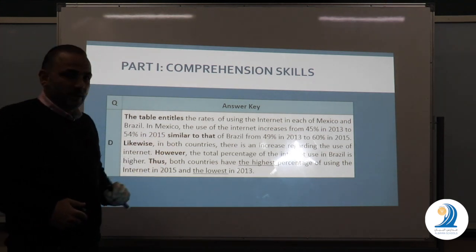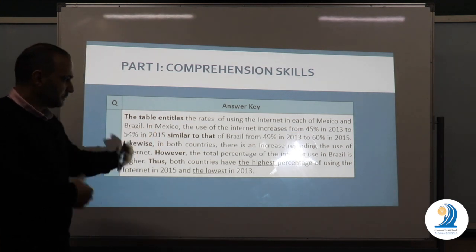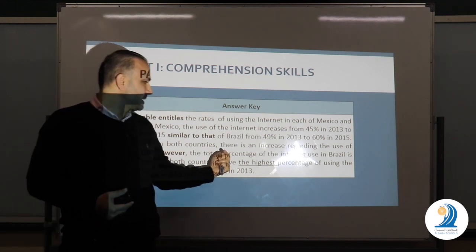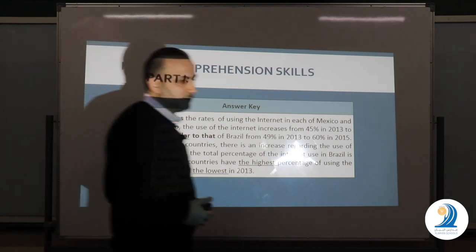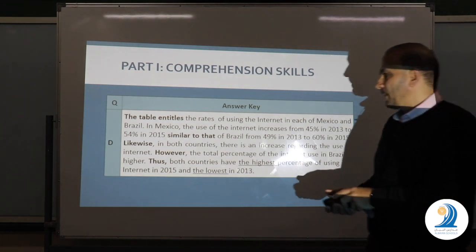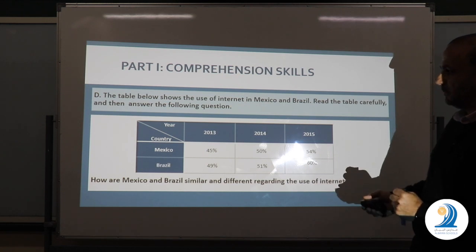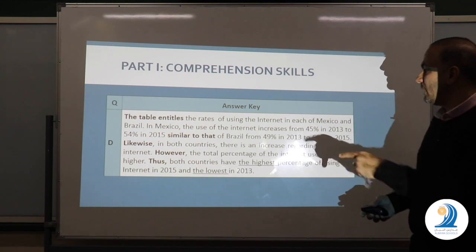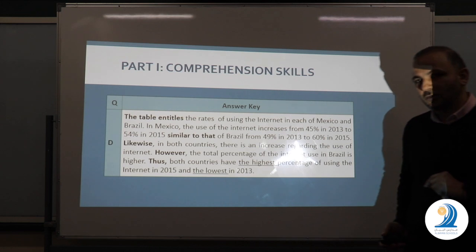Likewise, in both countries, there is an increase. As you see it, we start somehow to get deeper into the analysis. As we see here, in both countries, Mexico and Brazil, there is an increase regarding the use of the internet. So, however, why did I say however? However means that I'm going to talk about something different. What is it? The total percentage of the internet use in Brazil is higher than Mexico.